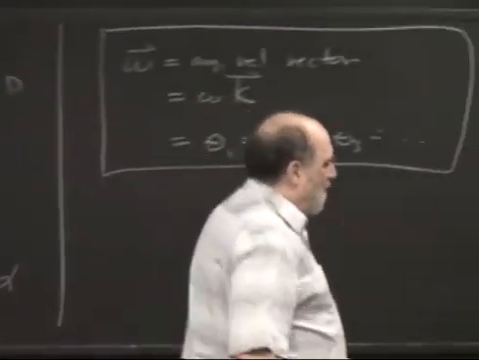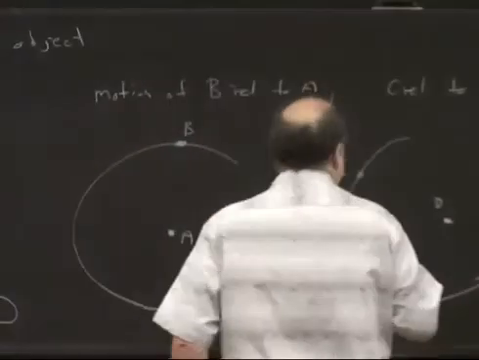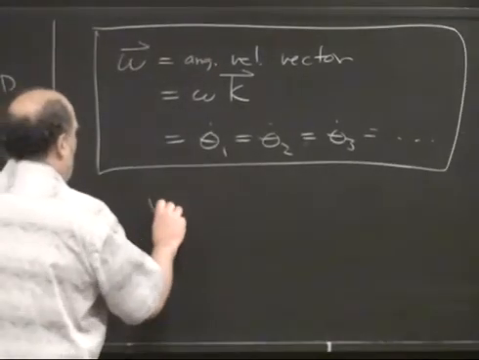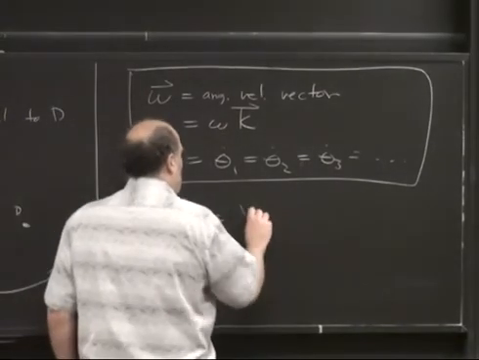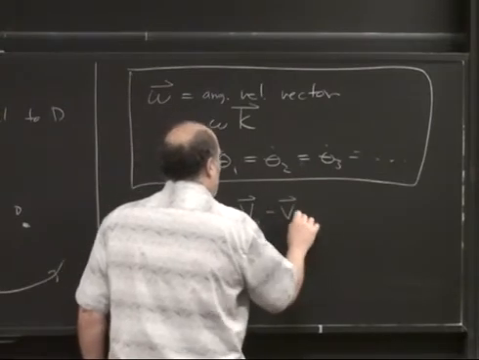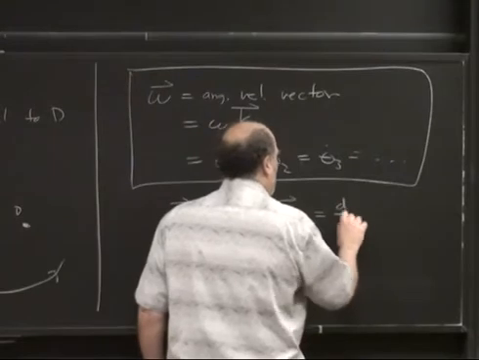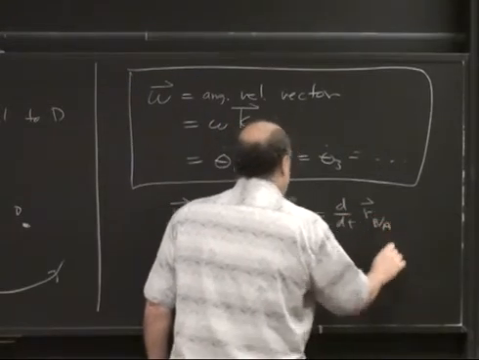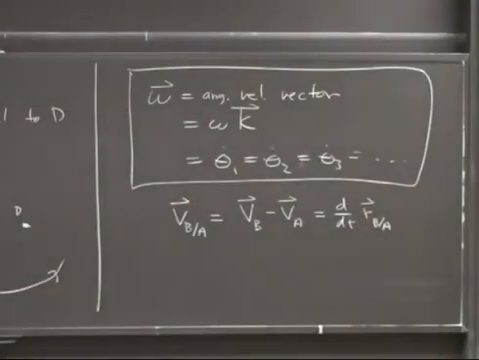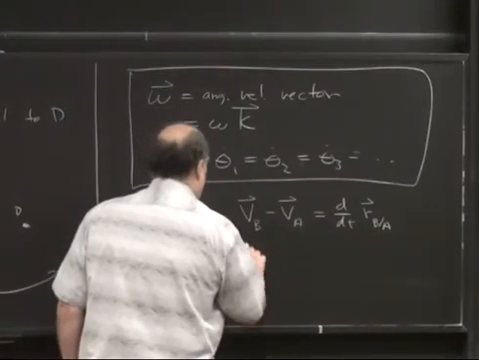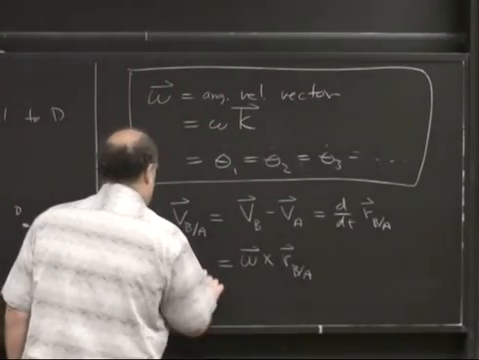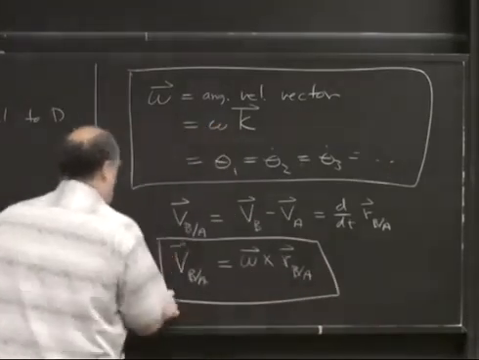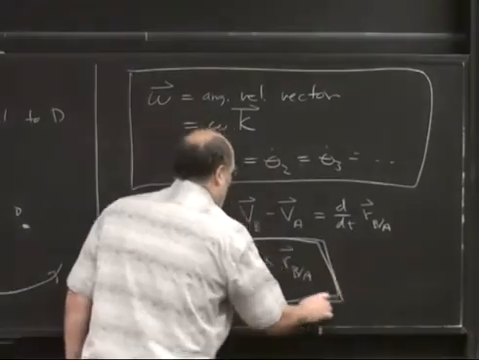Okay, so from this follows the most important formula in rigid body dynamics, which is the following. Let me just write the formula down, and then I'll draw pictures to justify it. The velocity of B relative to A, by which we mean the velocity of B minus the velocity of A, or d by dt of the position of B with respect to A. This is a thing we're interested in. This thing is equal to omega cross the position of B with respect to A. So this is the most key kinematic formula for rigid body mechanics.